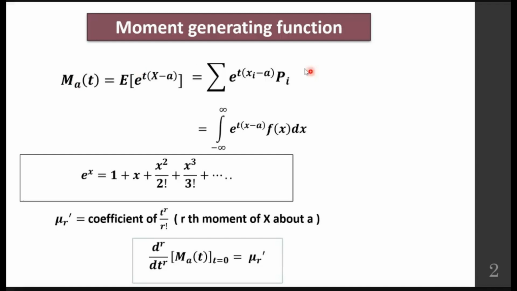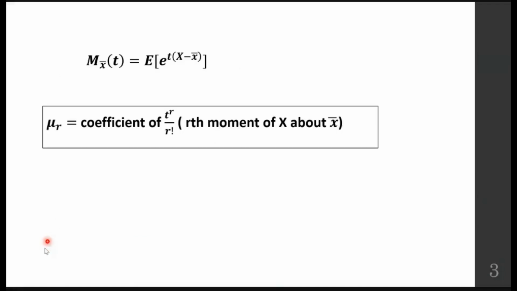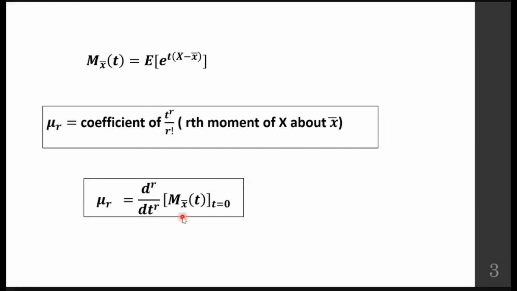And similarly, when we calculate about the mean, then the coefficient of t raised to r upon r factorial will become mu r. So just remember this, we have done so many problems based on this. So remember this concept. If we cannot apply this formula, then the coefficient of t raised to r upon r factorial is to be used to calculate mu r dash or mu r. As I told you, if it is x bar, then mu r will be the coefficient of t raised to r upon r factorial. If you are able to differentiate, you differentiate, there is no problem.